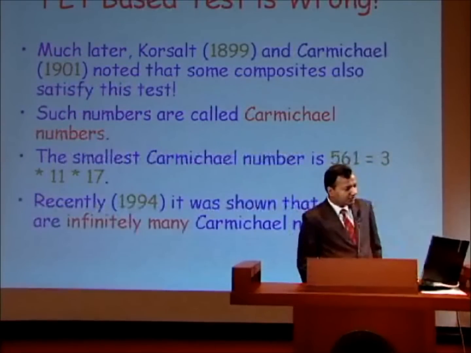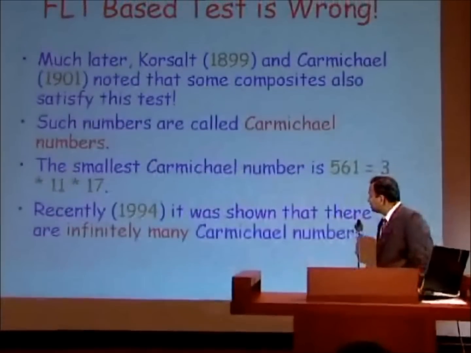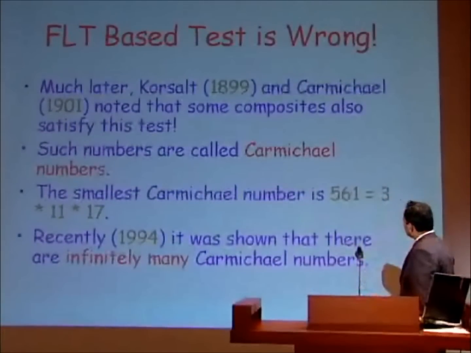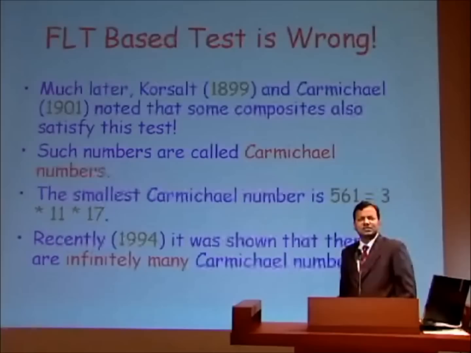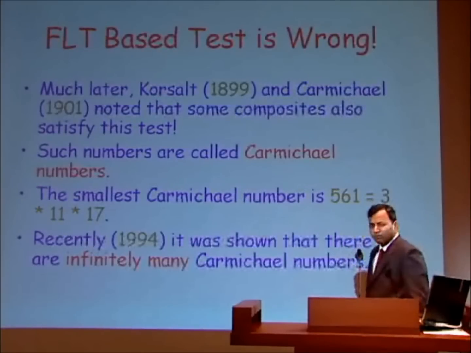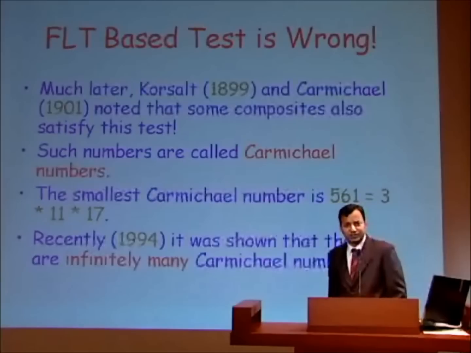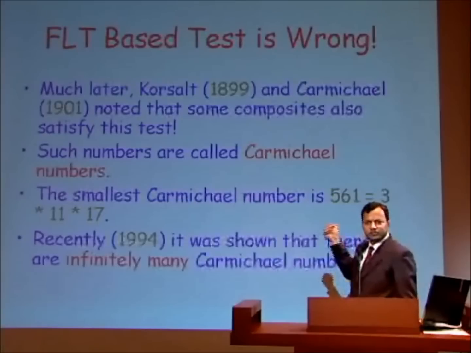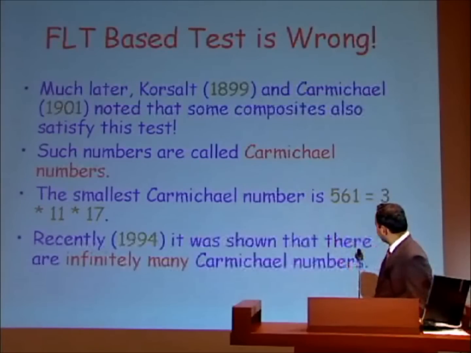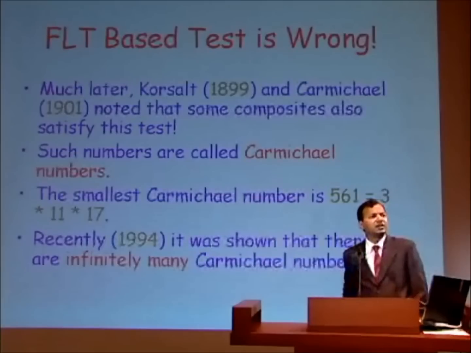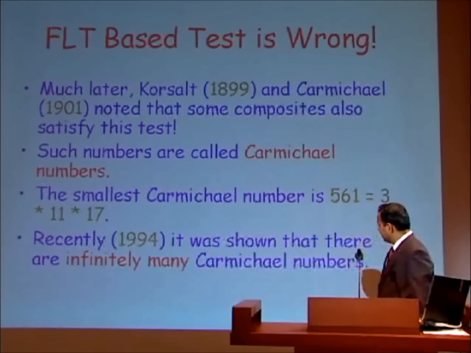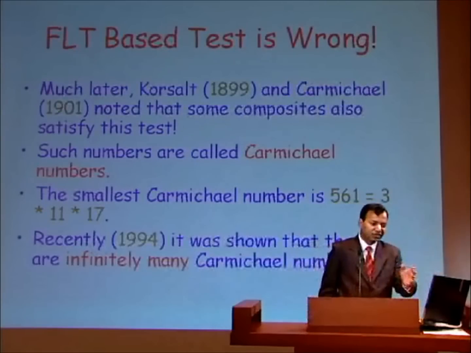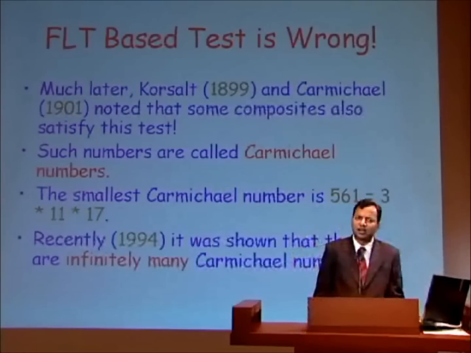Okay, unfortunately, the test is wrong. And that's because of Carmichael numbers. Korselt and Carmichael around 1900 noted that there are some composite numbers also which satisfy this test. And Carmichael was the first person to actually give such numbers. 561 is the smallest such number, and these numbers are named after him. And fairly recently it has been shown that there exist infinitely many Carmichael numbers. So we cannot really use this simple test as a test for primality.